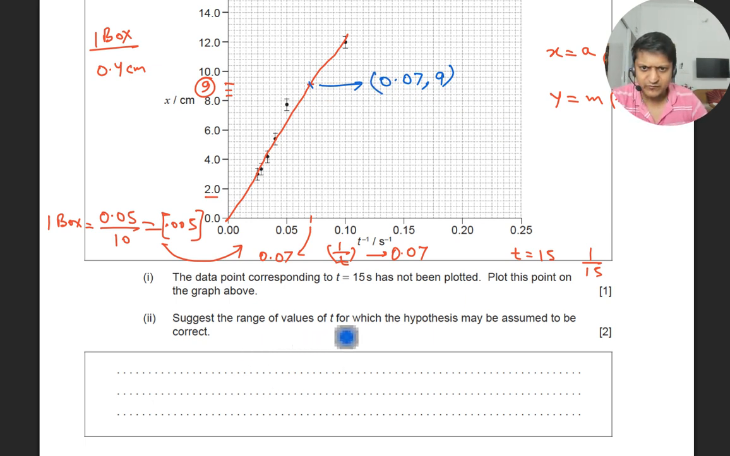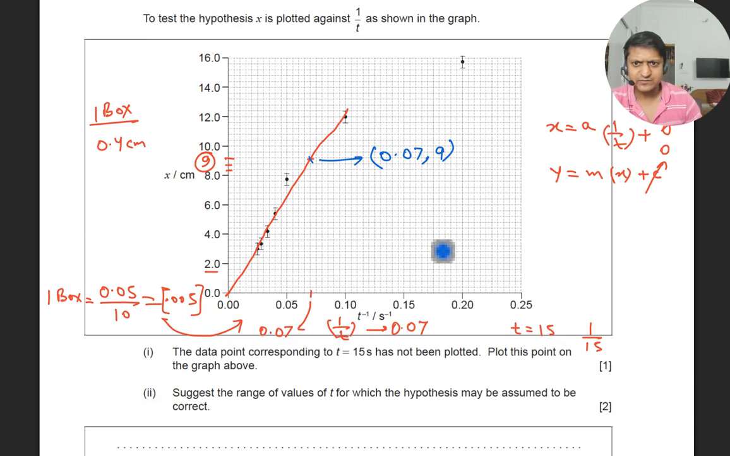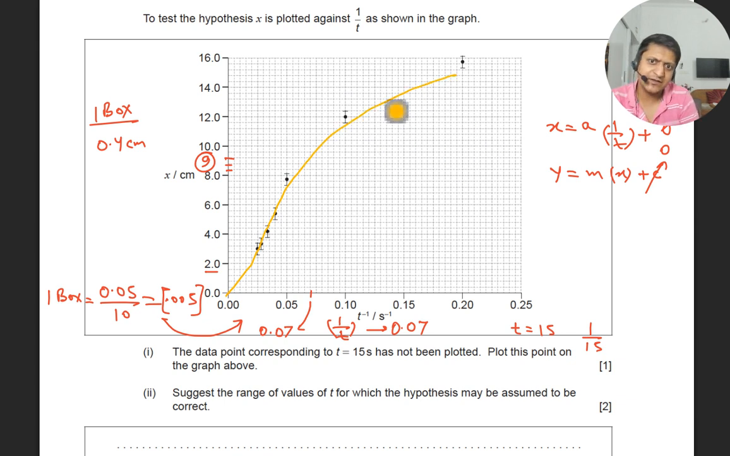Suggest the range of values of t for which the hypothesis may be assumed to be correct. See, the hypothesis will be correct only if it is a straight line. So if you draw this straight line, it comes up to this one. After this, otherwise if you draw a complete line like this, I'll just rub it to give you better information. See, if you draw like this, this line is not a linear line, so this line is wrong.